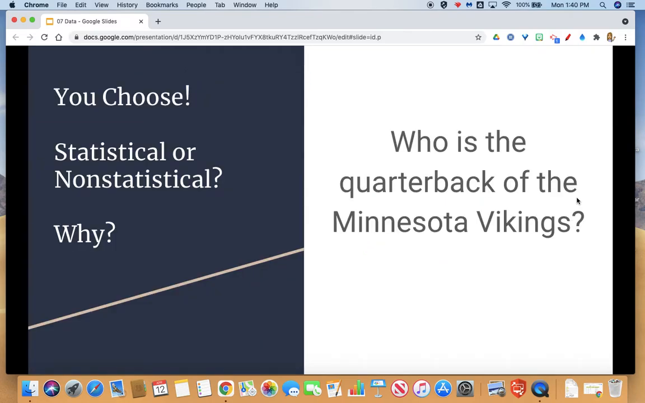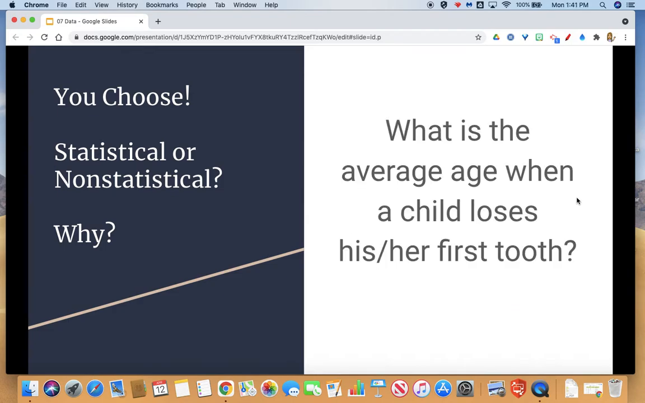You choose if you think this would be statistical or non-statistical. Who is the quarterback of the Minnesota Vikings? What do you think? That one would be non-statistical because we would get one or maybe a few answers if there's a backup, and it is not a numerical answer. What is the average age when a child loses his or her first tooth? What do you think? That would be statistical. We would get a numerical answer. We would get variety. Although the group child or children is a large group, it's still specifying an age group, so that would be our group. And then we also see that word average in there.